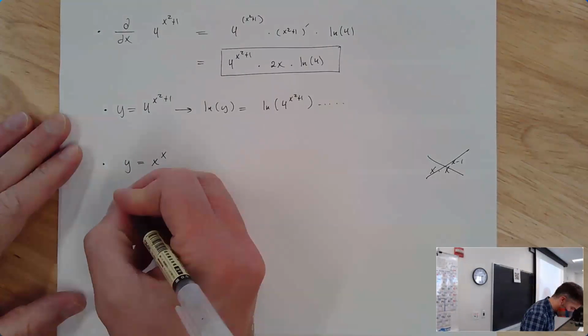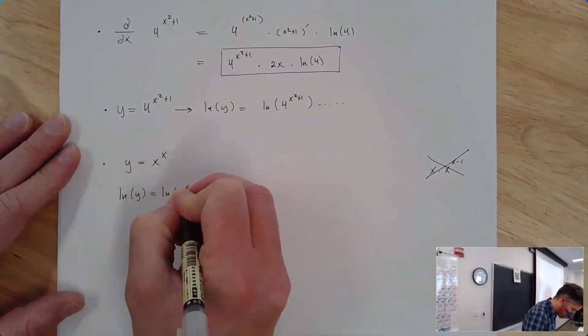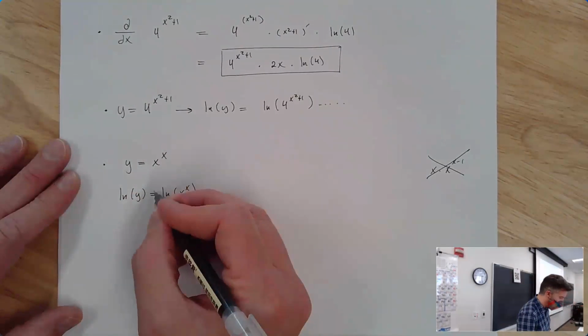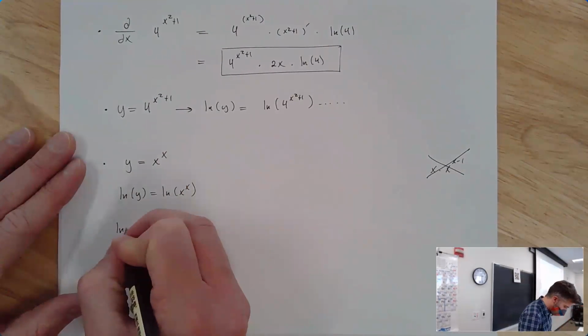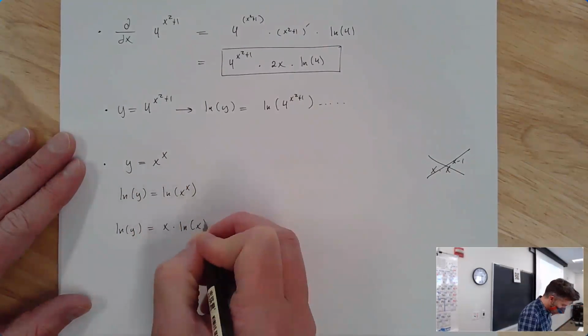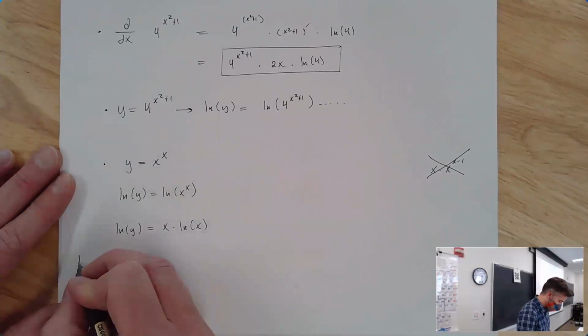I'm going to take the natural log of both sides. Oh yeah, I'm going to make the next one a little bit less clear. And then we're going to bring that power down. That's why we took the natural log. So the natural log of y equals x times the natural log of x. And now we're going to differentiate both sides.